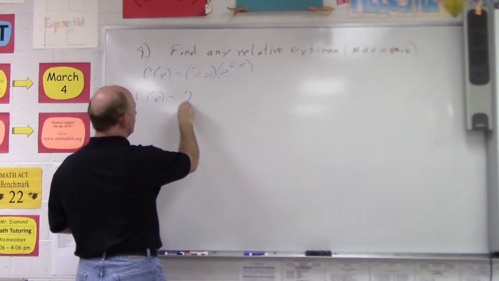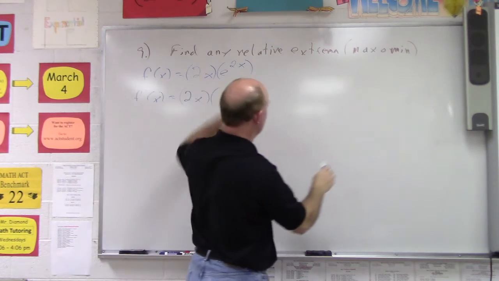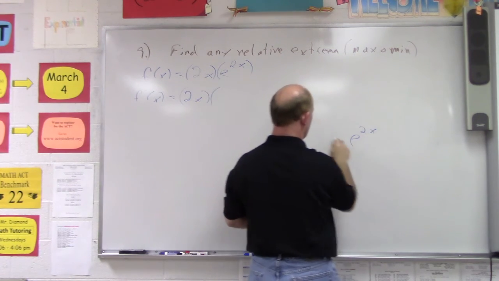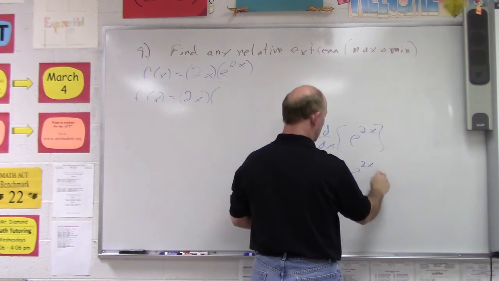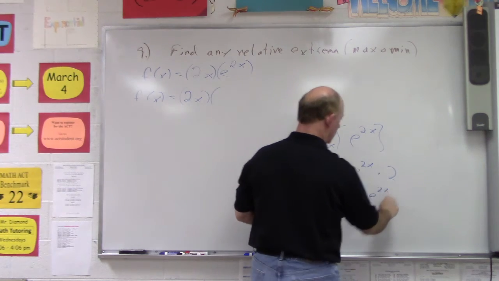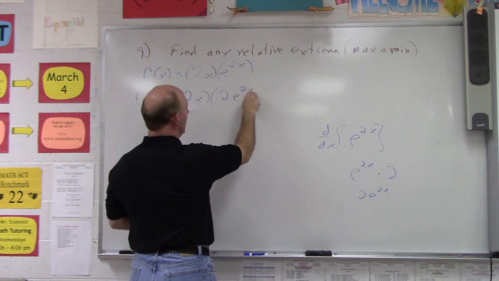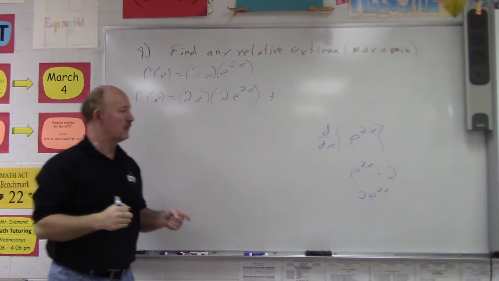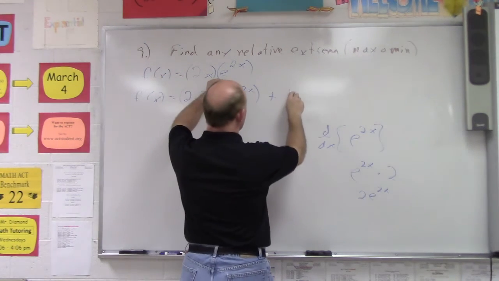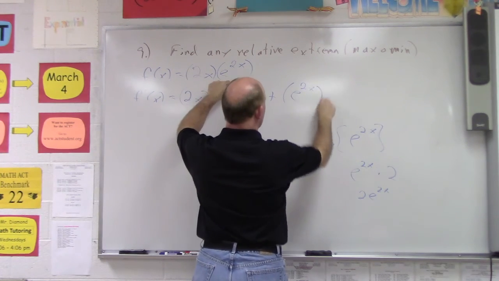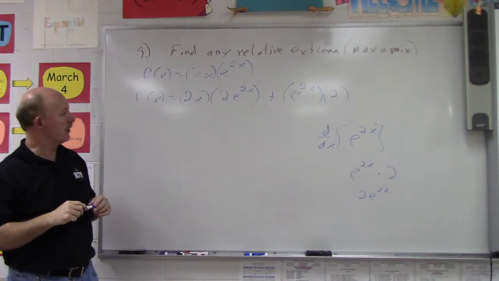this will be the first, so it'll be 2x times the derivative of the second, the derivative of e to the 2x. The derivative of e to the 2x would be e to the 2x times 2, or 2e to the 2x. So the first times the derivative of the second, which is 2e to the 2x, plus, remember the product rule is always addition, plus the second, which is e to the 2x, times the derivative of the first, which is 2. All right, so this is our derivative.